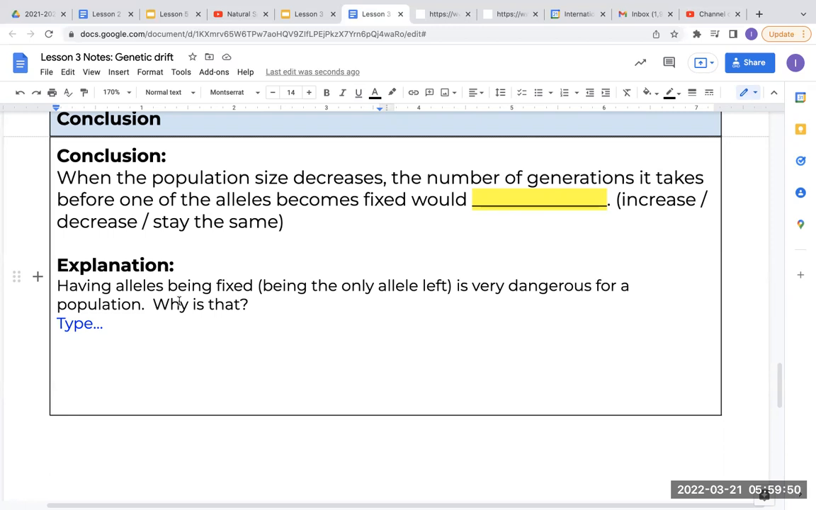Think about why. Have a chat to a friend if you're working with a friend, and then I want you to type your answers down here, and we'll go over it later.